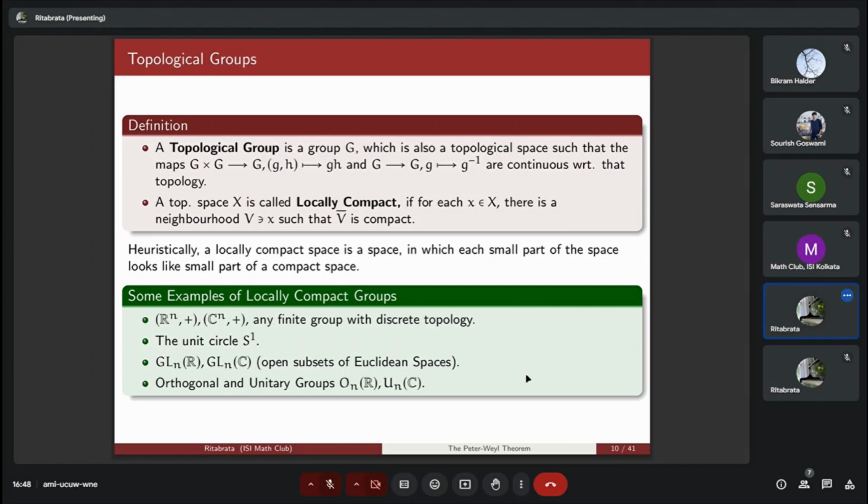They are groups and topological spaces, and it's pretty easy to see why they're locally compact. GL_n(R) or GL_n(C) are open subspaces of some Euclidean space, and Euclidean spaces are locally compact, and open subsets of locally compact spaces are also locally compact.